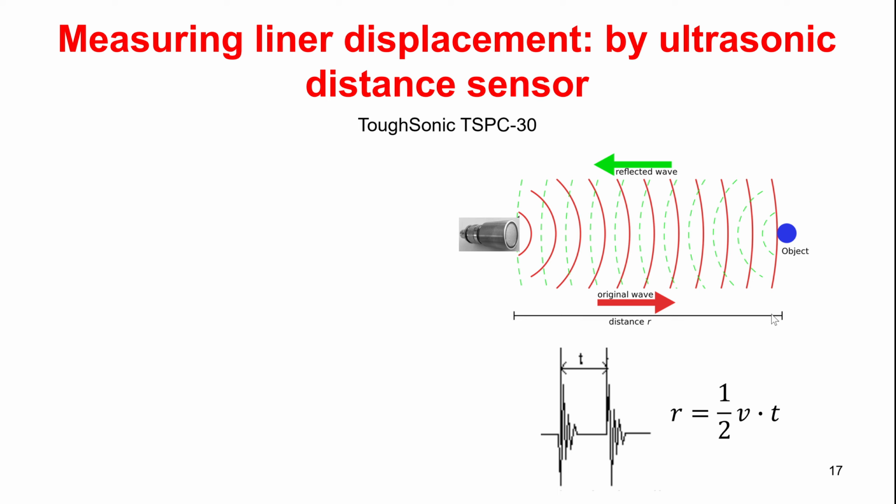It is going to take double the amount of time, double the amount of distance, I'm sorry, to go to this object and come back. We are essentially interested in just half of that value, which means that you have to multiply by 1/2. So your distance is 1/2 of the velocity of the wave multiplied by the time it takes for the wave to go from the ultrasonic transducer to the object and go back to the ultrasonic transducer.